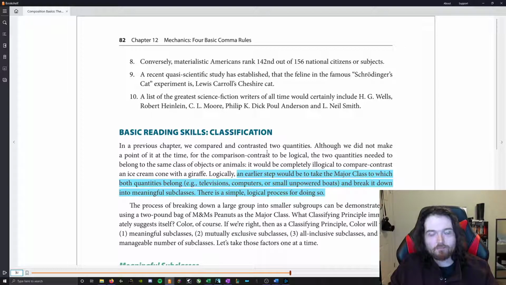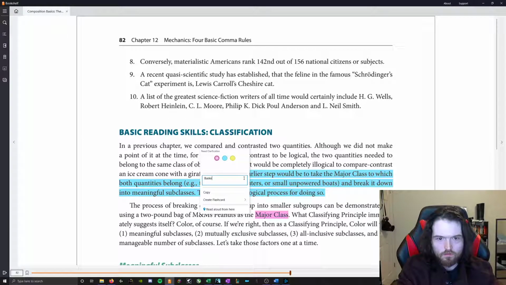So let's go back to the basketball team example. Let's say you have a basketball team of 5 players. That's the major class. All right? Now, let's break it down. Hold on, let me see if I can do something. The basketball team is the major class. What classifying principle immediately suggests itself of the basketball team?